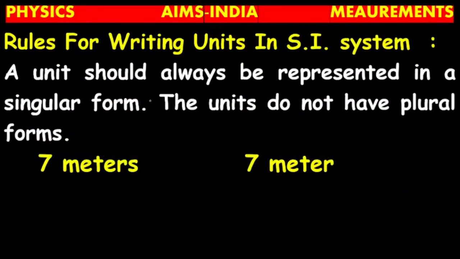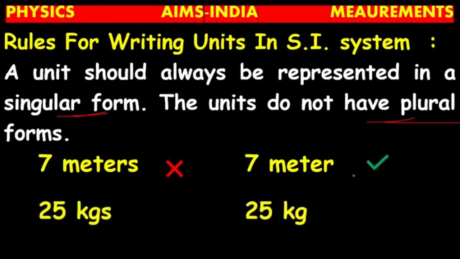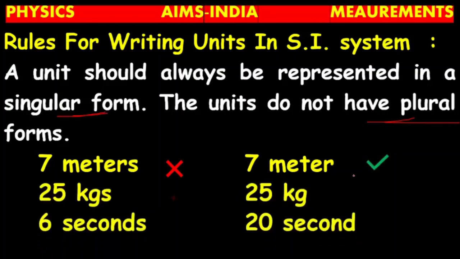A unit should always be represented in singular form. A unit should not have plural forms. Like 7 meters is wrong; 7 meter is correct. 25 kgs is wrong; 25 kg is correct. 20 seconds is wrong; 20 second is correct.